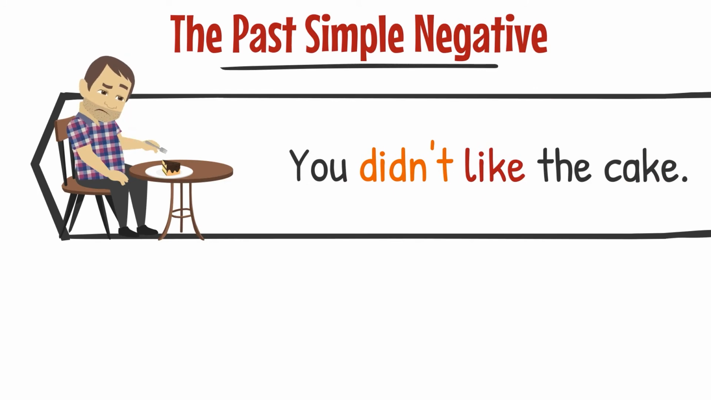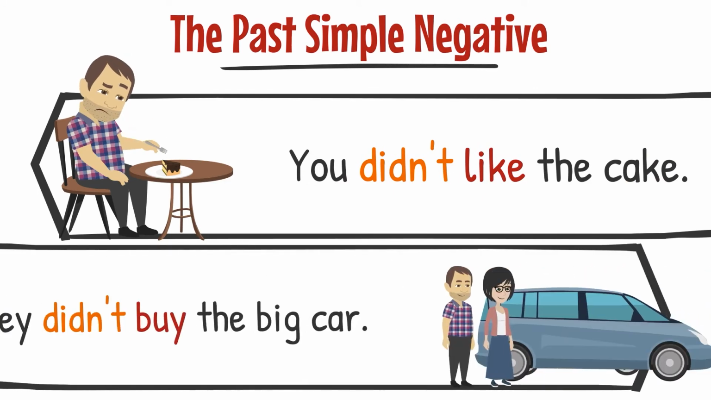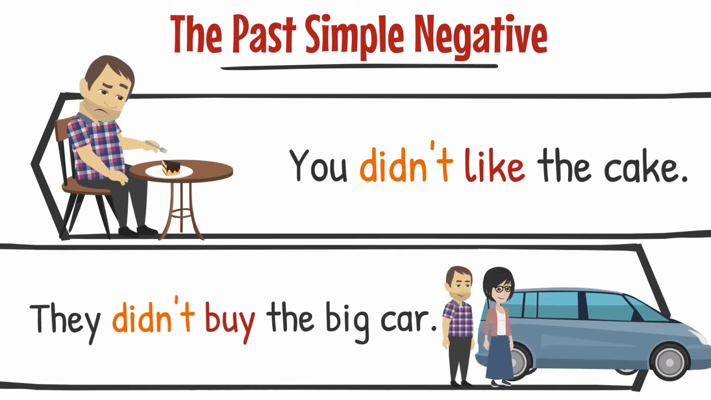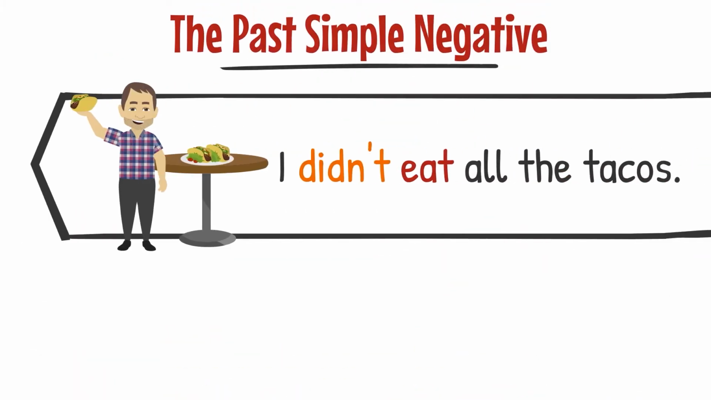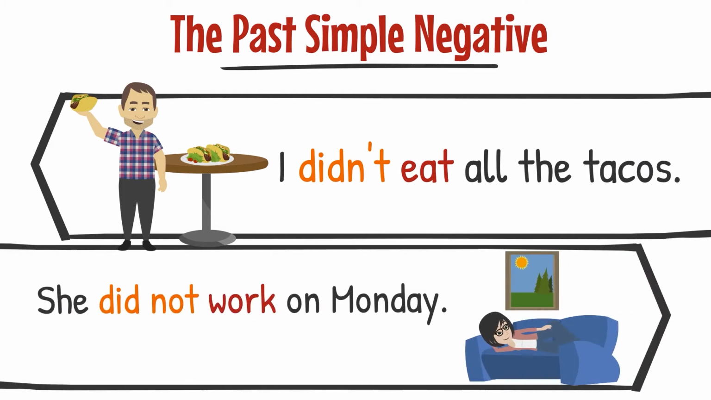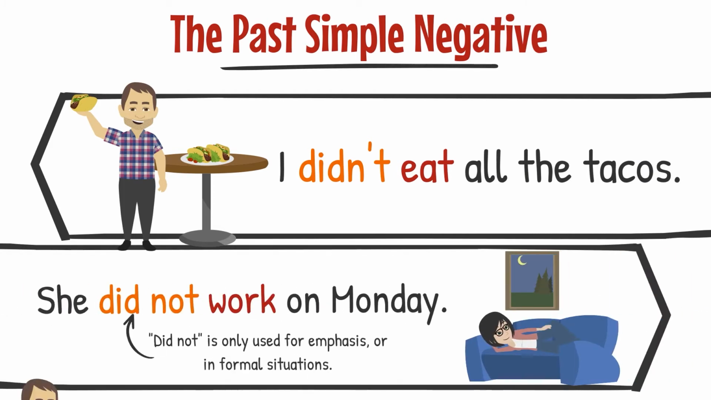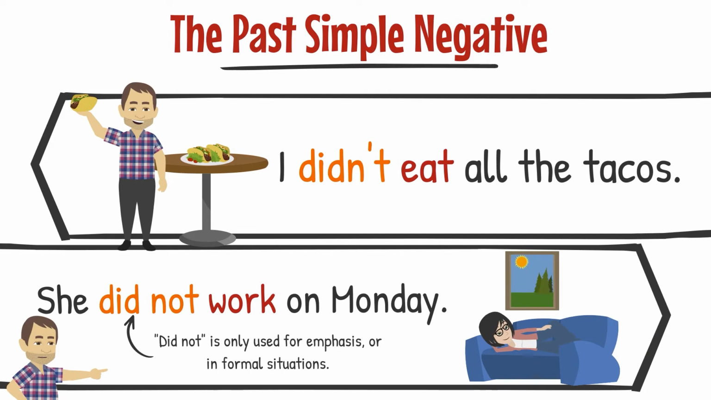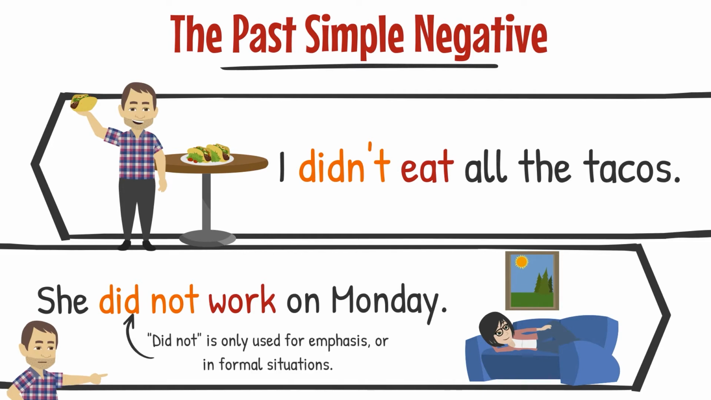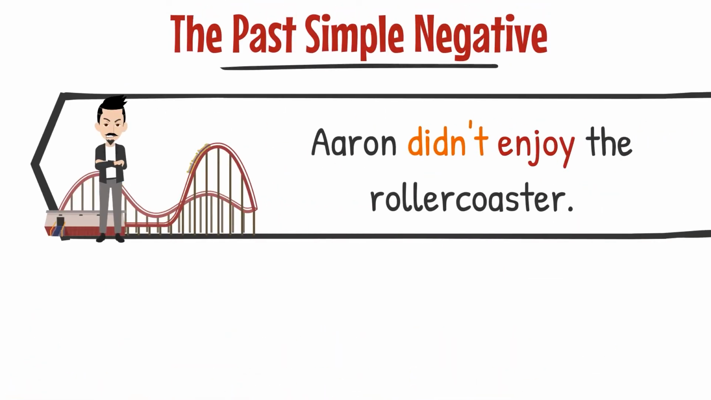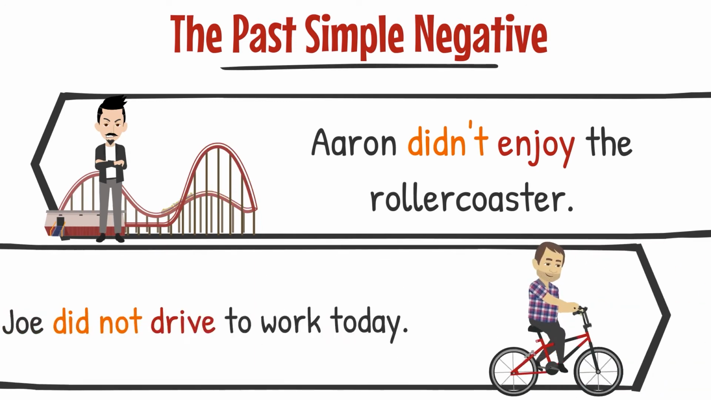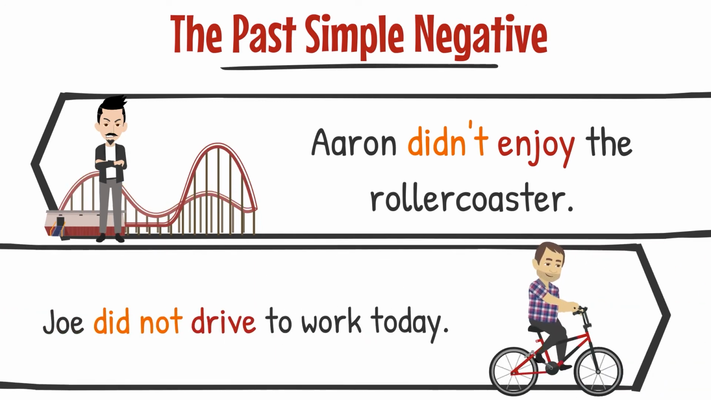You didn't like the cake. They didn't buy the big car. I didn't eat all the tacos. She did not work on Monday. Did not is only used for emphasis or in formal situations. Aaron didn't enjoy the roller coaster. Joe did not drive to work today.